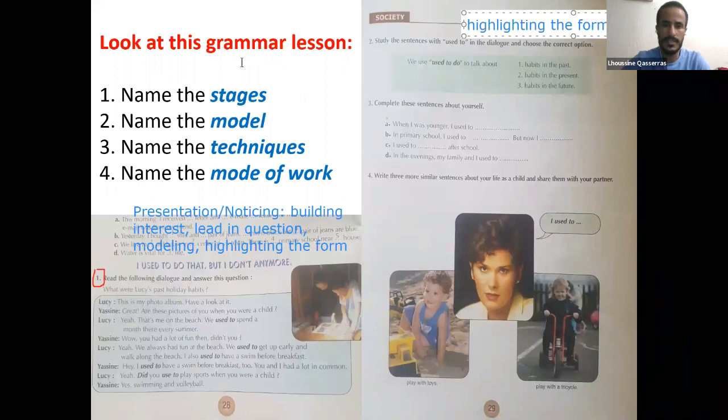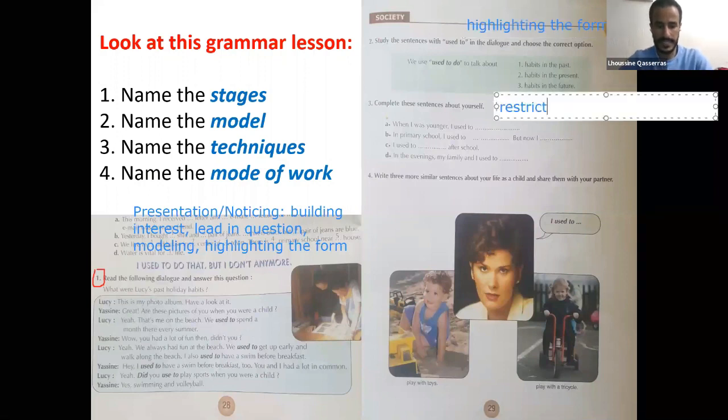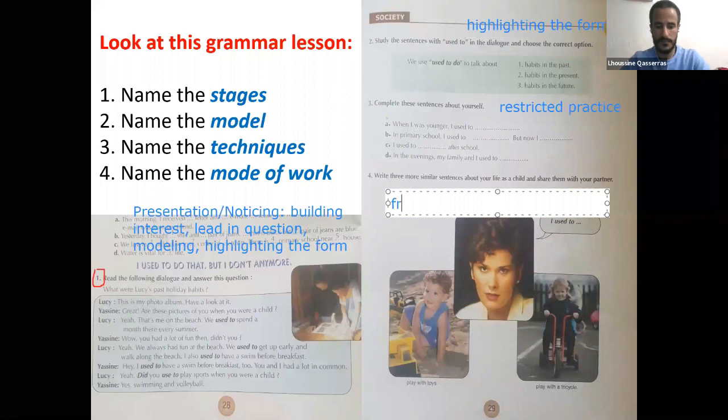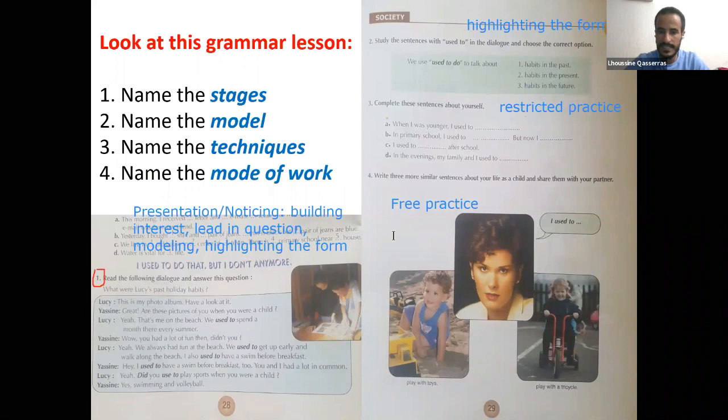Okay, so this is now number three, complete the sentences about yourself. What is this? Good. Restricted practice. Very good. And the last one is free practice. Perfect. Free practice. Wonderful. Look here. The free practice: write three more similar sentences about your life as a child and share them with your partner. Okay. And then there are pictures, visuals, visual aids to help, to facilitate the learning process.